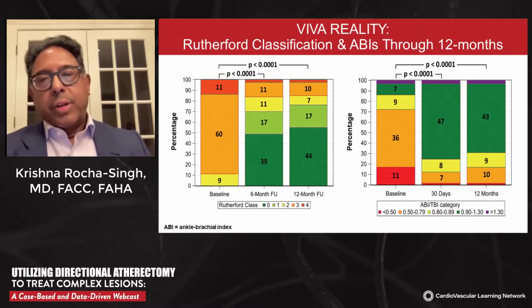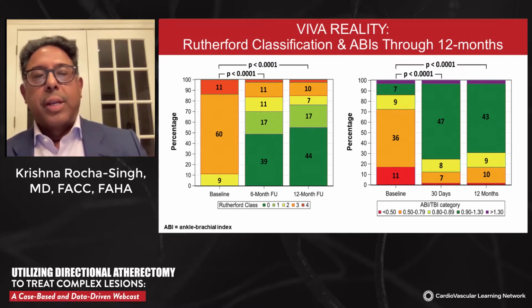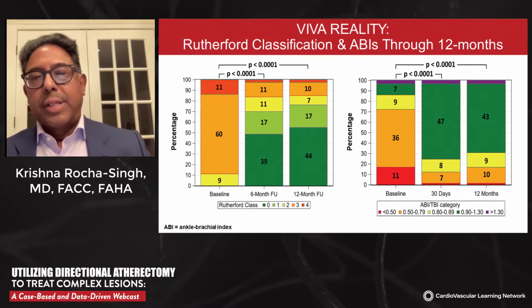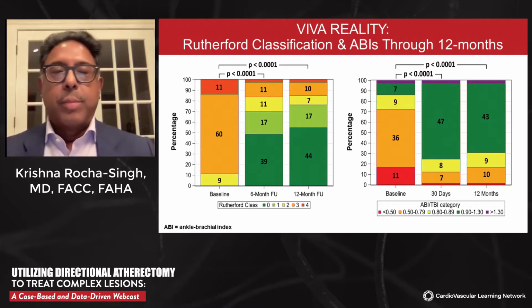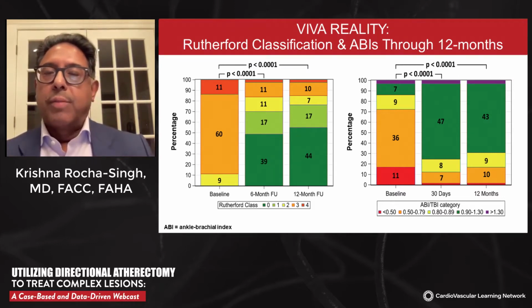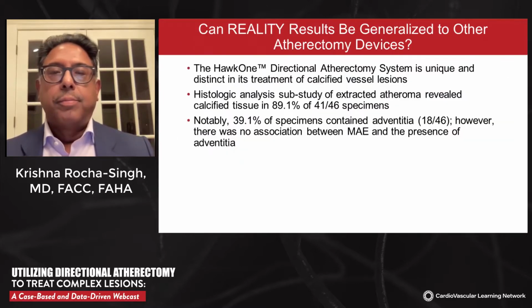When we look at both Rutherford classifications and ABIs through 12 months, you see on the left panel the improvement at 6 and 12 months as relates to the Rutherford class. You can see here at baseline, basically absence of 0 and 1 Rutherford classifications, and as it progresses through both 6 and 12 months, the marked improvement, statistically significant and clinically relevant improvement in Rutherford class. And on the right side, the improvement at 30 days and 12 months of ankle brachial indices, likewise conveying a significant clinical improvement as relates to this metric.